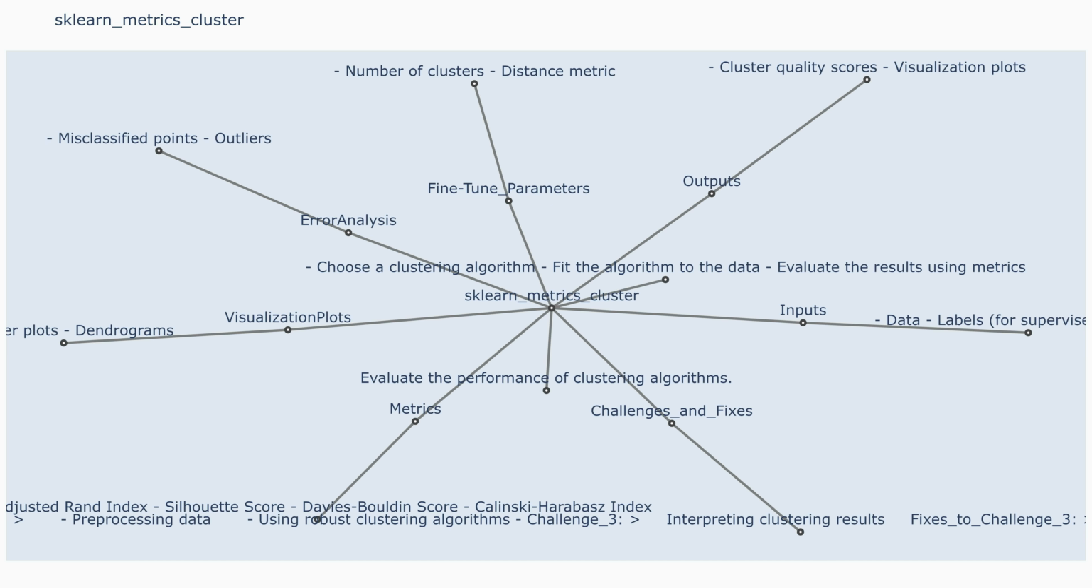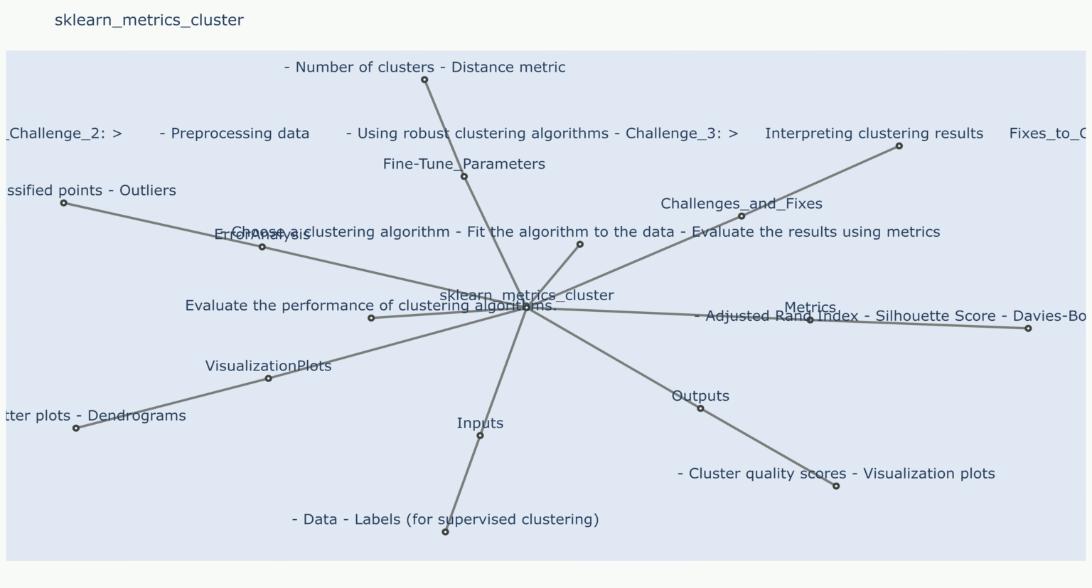The sklearn Metrics module in scikit-learn provides a comprehensive suite of functions to evaluate the performance of clustering algorithms. These metrics are crucial for assessing the quality of cluster assignments and understanding how well the algorithm captures the underlying structure of the data.